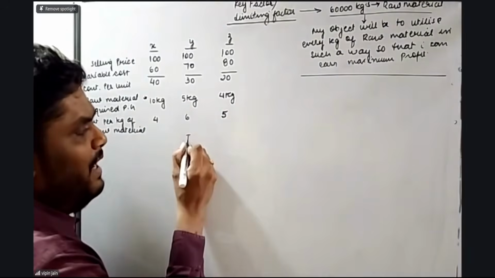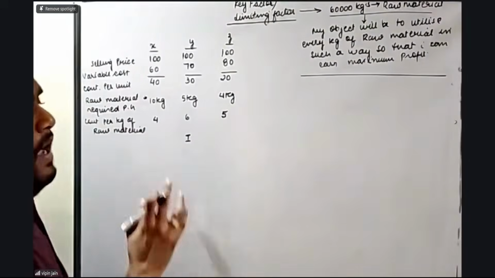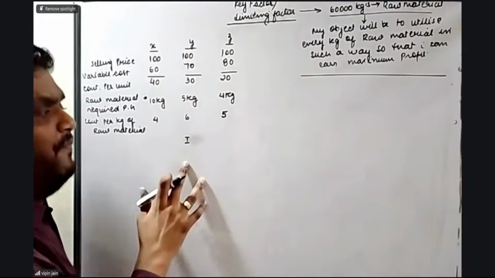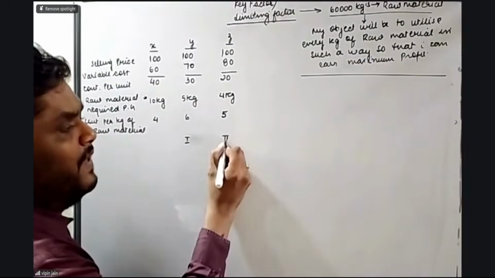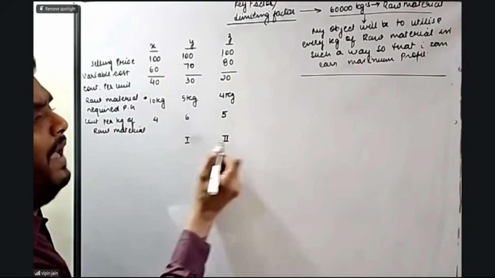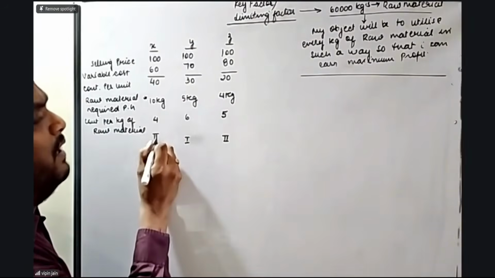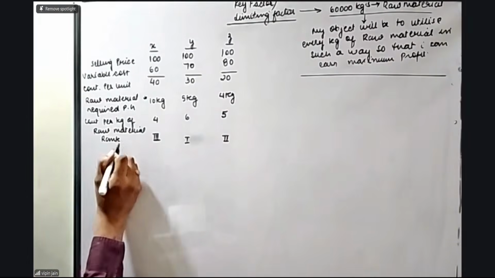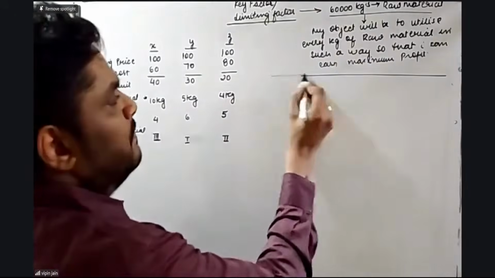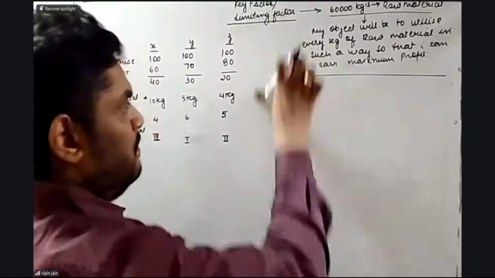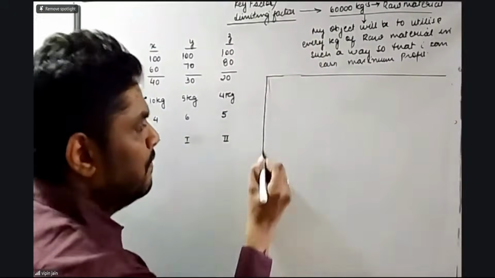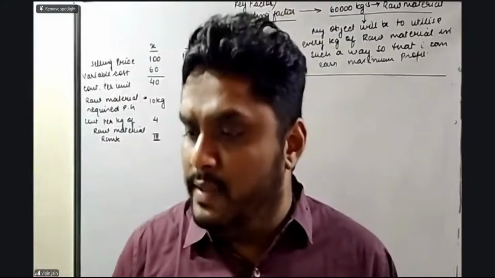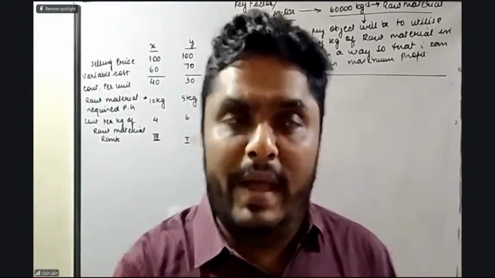So if there is unlimited demand of all the products, we'll be manufacturing product Y only, at first priority. However, if there is limited demand, then first priority will be given to Y, second will be given to Z, and third will be given to X. We can say we can give them ranks. So if there is unlimited demand of all the products, we'll be manufacturing only product Y.